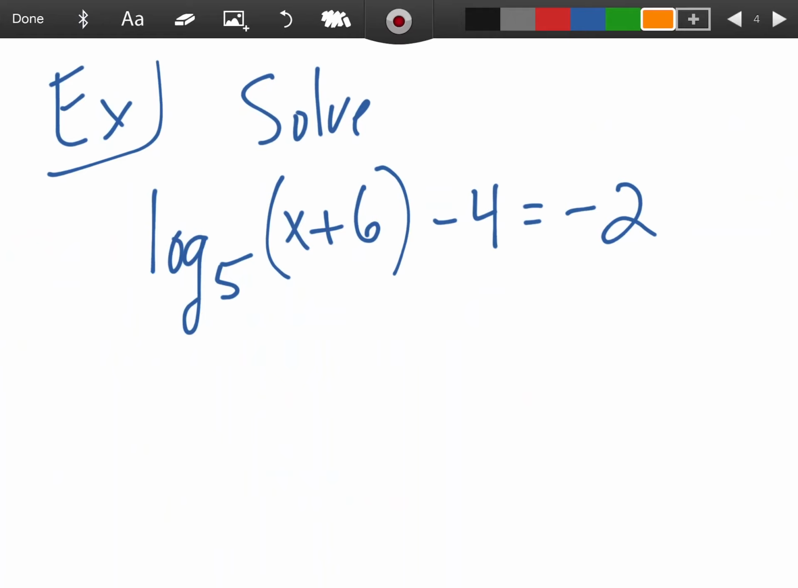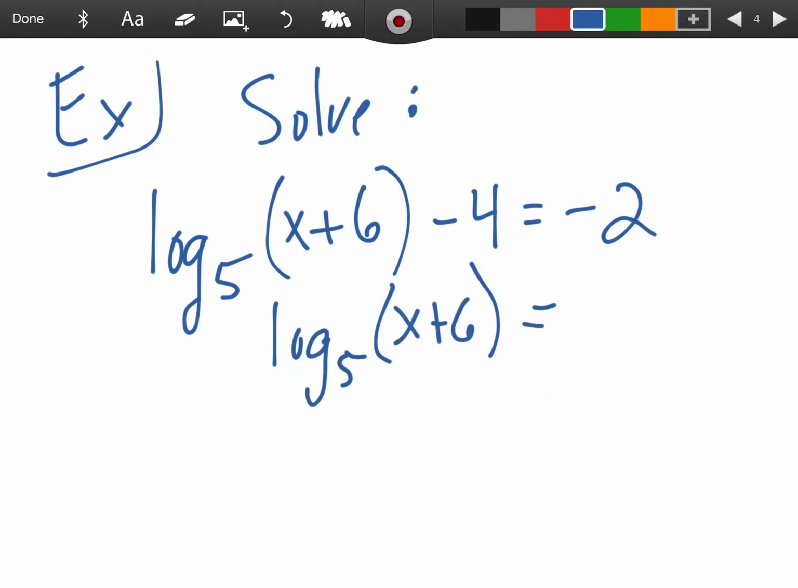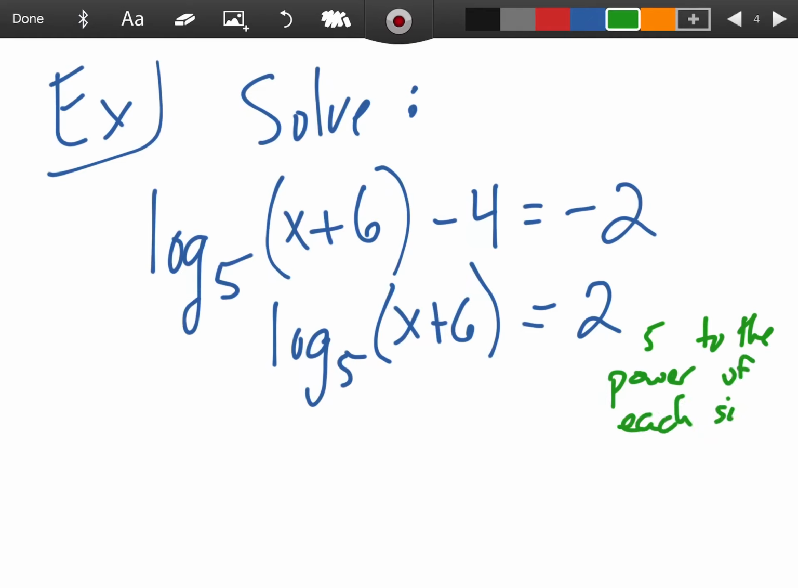So let's take a look at one more quick example. Let's say we have log base 5 of (x plus 6) minus 4 equals -2, and we want to solve for x here. I'm going to start off by adding 4 to each side. Adding 4, I get log base 5 of (x plus 6) equals 2. Now at this step, I need to do 5 to the power of each side.